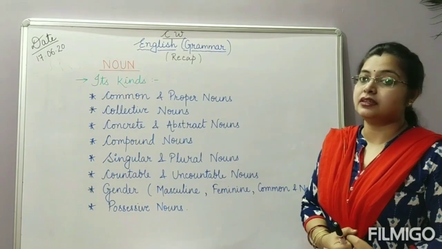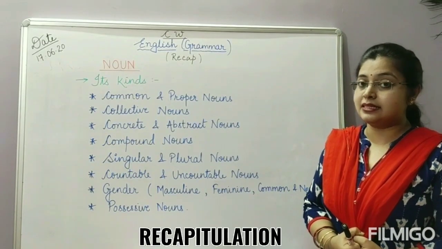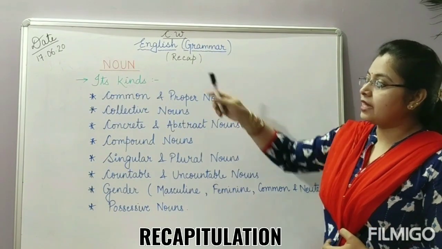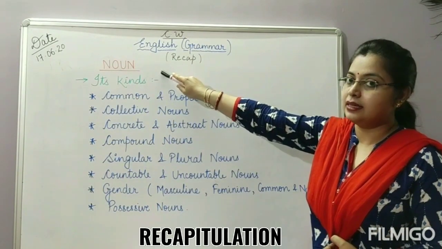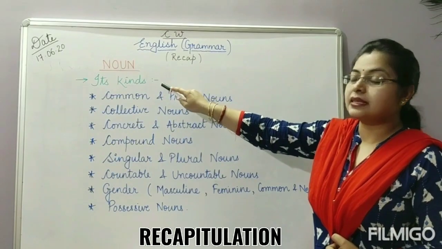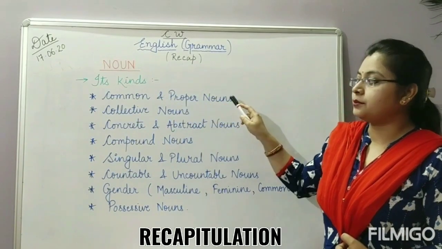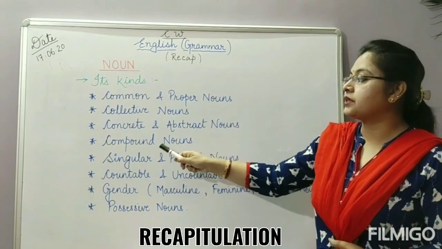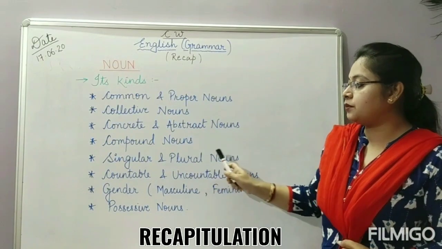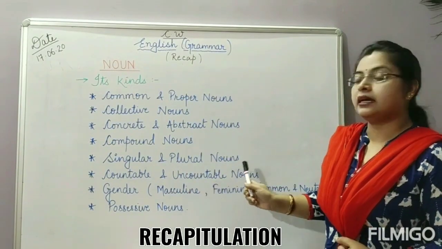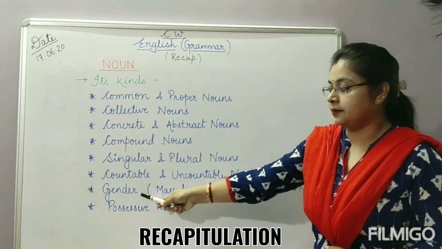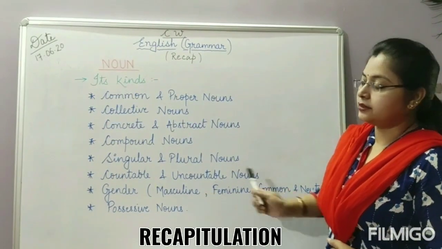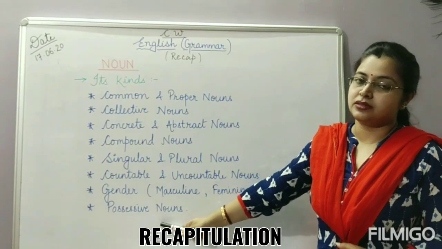So far, we have learned about nouns, that is, the first category of the 8 parts of speech. What are they? They are naming words. Then its kinds: common and proper nouns, collective nouns, concrete and abstract nouns, compound nouns, singular and plural nouns, countable and uncountable nouns, gender. They are masculine, feminine, common and neuter, and possessive nouns.